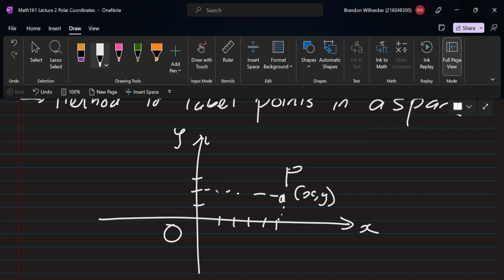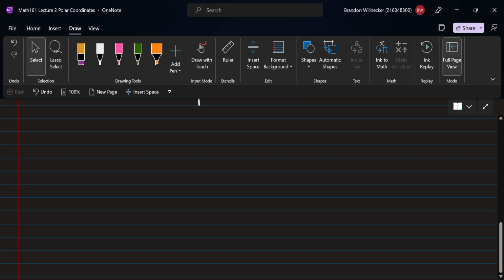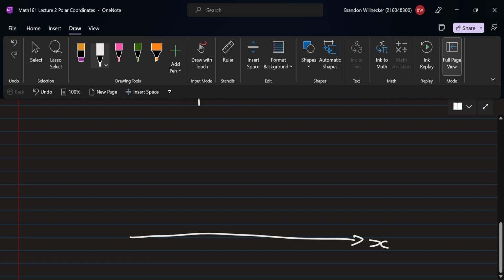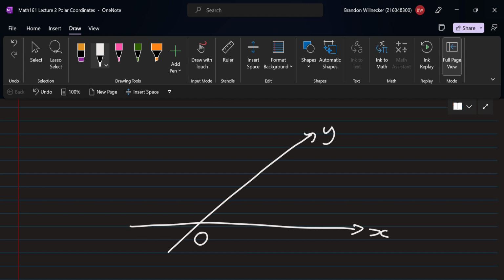Okay, now this is a pretty simple coordinate system to work with. It works perfectly fine. However, it's not the only coordinate system available to us. We can choose something else. For example, we can say that the x-axis stays where it is. We're going to leave it like that. But the y-axis doesn't have to be orthogonal. It can be at some angle. So let's say we've got the origin here, and let's say that the y-axis is like this.